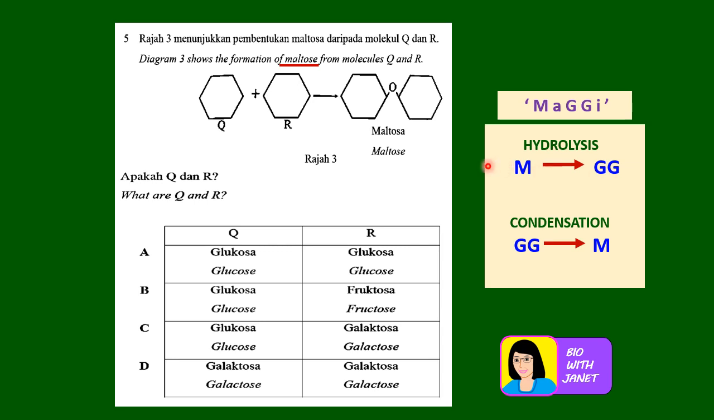But this is the reverse reaction. It's condensation. So we have to draw an arrow going backward like this, all right? Or we write it as a forward reaction, that means glucose plus glucose forms maltose. That's condensation. So we can just reverse it, and we find that the 2 molecules of glucose are needed to form 1 molecule of maltose. Okay, so the answer should be A, right? So think of the acronym MAGGI for hydrolysis and just reverse it backward if you are tested on condensation.